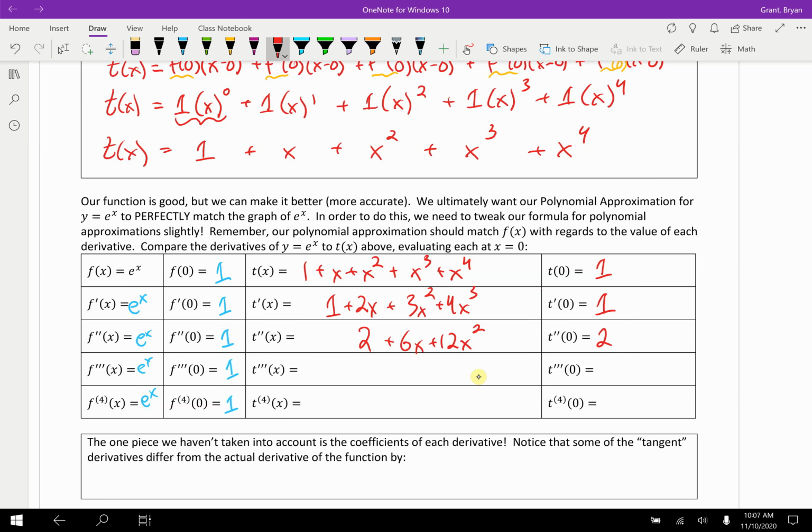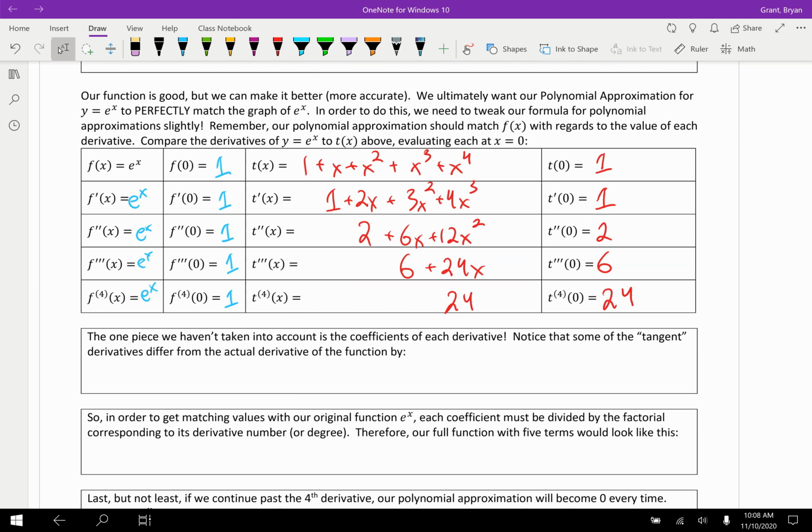All right, let's continue on down. 6 plus 24x. This becomes 6. Uh-oh, 6 times the rate of change of the concavity. And the last but not least, 24. Oh my gosh, it's getting worse. And in fact, if I had had an x to the 5th term here, by the time I got to the 5th derivative down here, then it would have been really, really off, because e to the x is 1s all the way down. And these are getting worse and worse. They're veering away after this first derivative, because there's one thing we haven't taken into account.